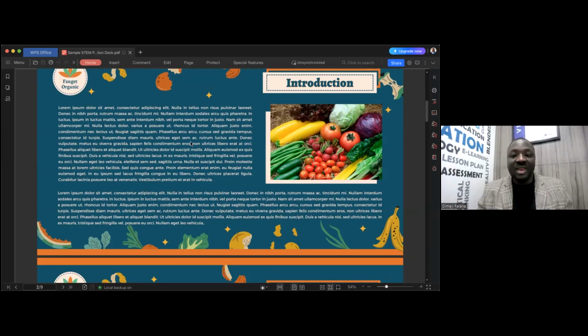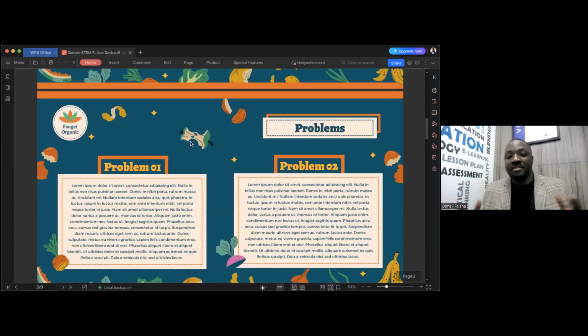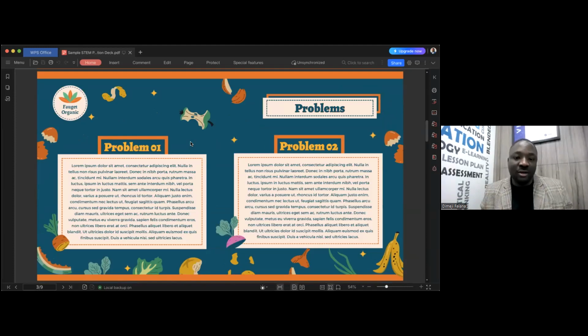Then the next slide is the problem. The problem you are trying to solve. It might be one problem, it might be two. What problem have you identified? Oh, the problem of electricity. Oh, the problem of power. Oh, the problem of water in the society. Different problems. It can be one, it can be two. It doesn't matter how many problems you are trying to solve.